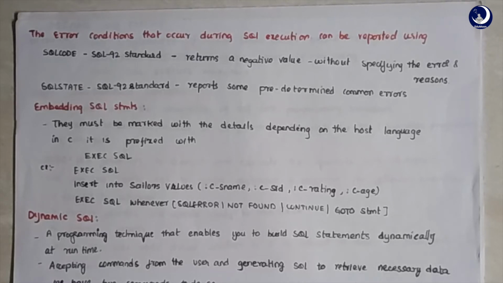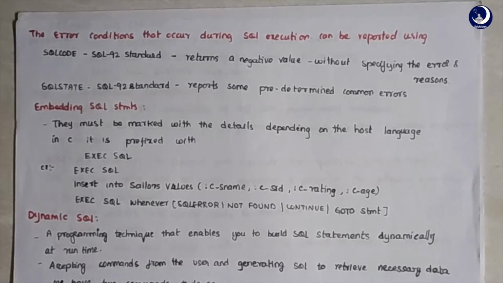It is introduced first. It is according to the SQL-92 standard. It is an error code reporting mechanism that only returns a negative value. So it does not specify what error has occurred, or the location of the error. It only says that an error has occurred by returning a negative value. Since it is the first among these two, it is not that well constructed and defined.